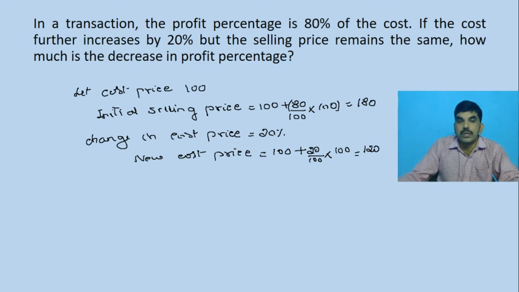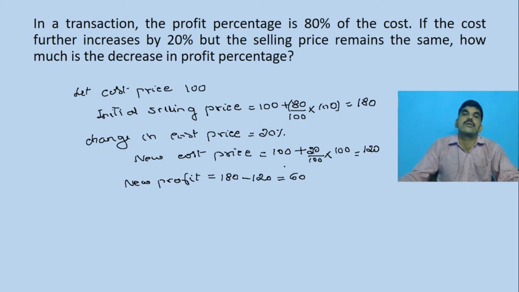So that is the new cost price. What is the new selling price? Selling price remains the same. So what is the new profit? New profit is equal to selling price, which remains the same, but the cost price is increased to 120. So it is 60. So the new profit is 60, with respect to the new cost price. So what is the new percentage profit?